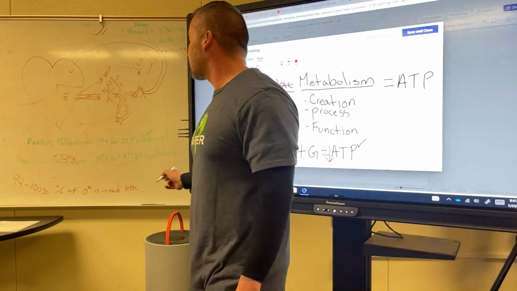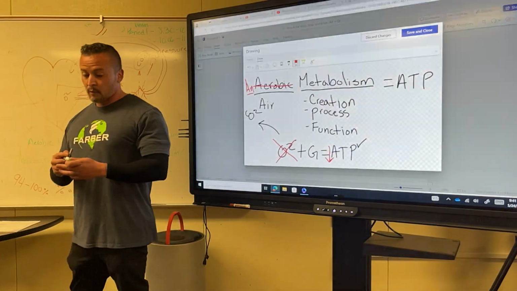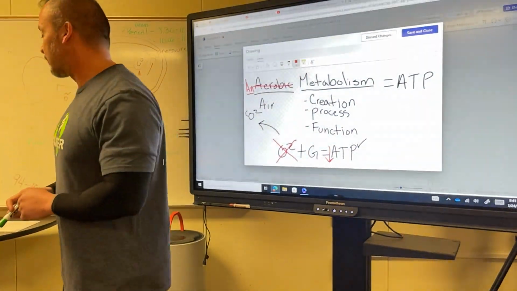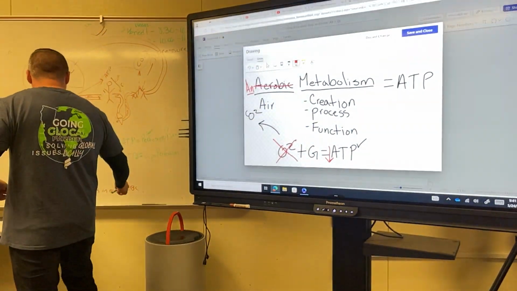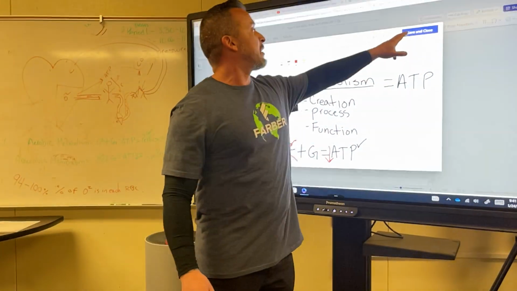Okay? All right, so now we're gonna stick with anaerobic metabolism. This is good stuff, though. This is really good stuff. I'm gonna take this off and I'm probably gonna make another one. So I'm gonna save this one.